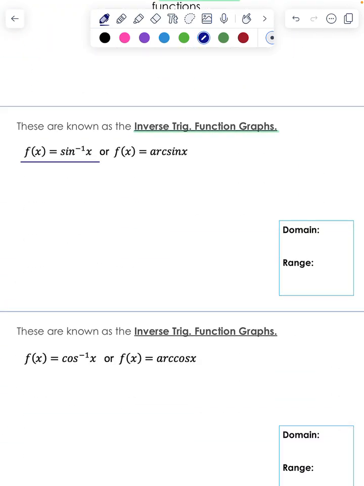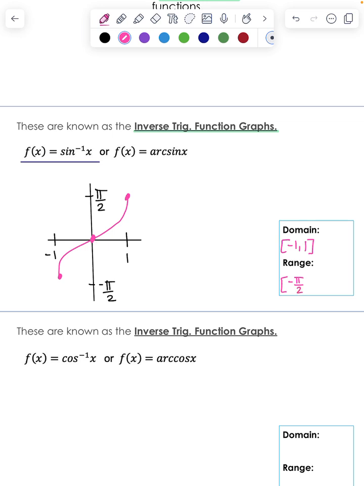For sine, our restricted range is going to be from negative pi over 2 to pi over 2. Sine starts at 0, 0, then pi over 2, 1, and then connect your points. And that is the inverse trig function for sine. The domain is negative 1 to 1. And the range is negative pi over 2 to pi over 2.